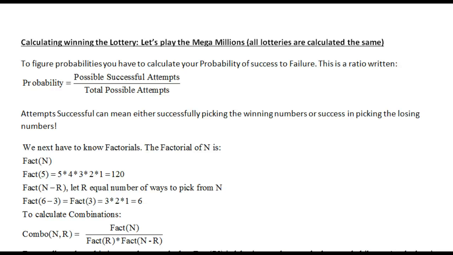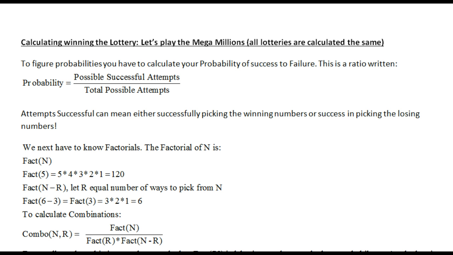Okay, let's calculate probabilities for winning the lottery. To figure probabilities, you have to calculate your probability of success to probability of failure. And this ratio is written: probability is equal to probability of successful attempts divided by the total possible attempts.